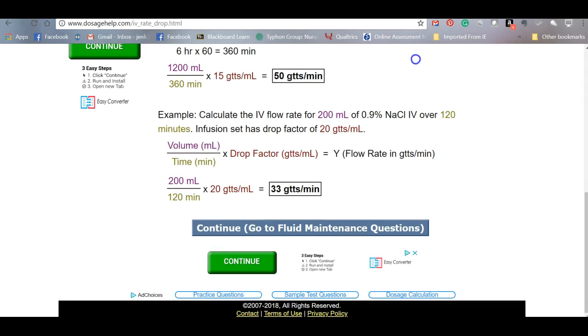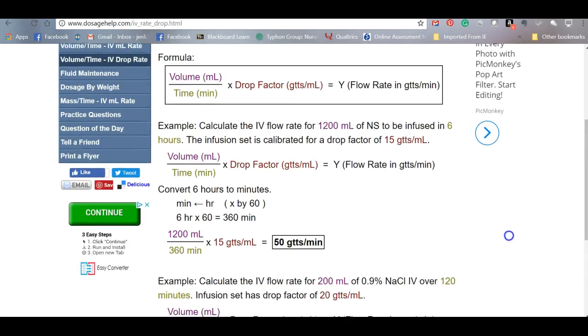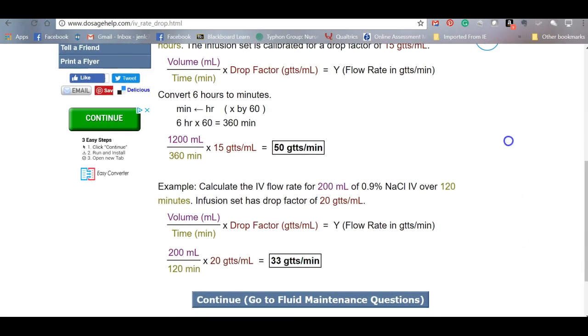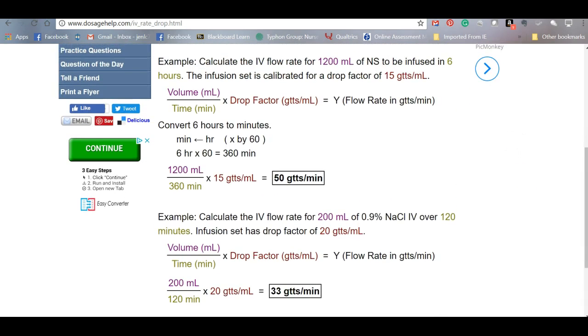So now let's go to this one, which is calculate the IV flow rate for 200 mLs of 0.9 normal saline over 120 minutes, and your drop factor is 20 drops per ml. So you're going to use the same drop factor formula up here. The 120 minutes is already set for you, so you don't have to get your hours at this point. So you put 200 mLs over 120 minutes times your drop factor, which is 20 drops per ml, and that equals 33 drops per minute.